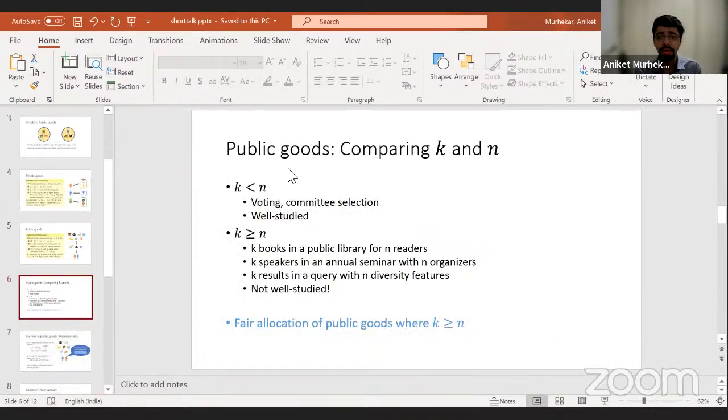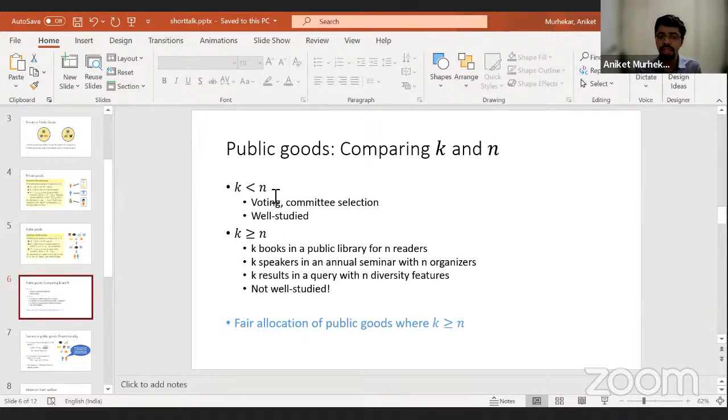So traditionally, the case of k less than n is well studied because it captures scenarios like voting and committee selection. Once again, just to remind you, k here is the cardinality of feasible allocations, and n is the number of agents.